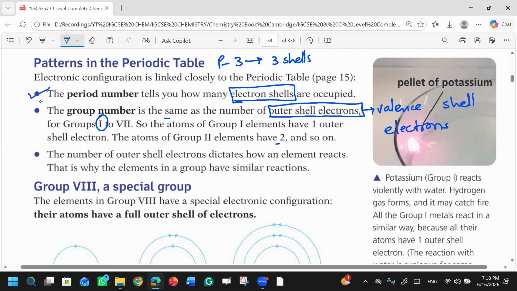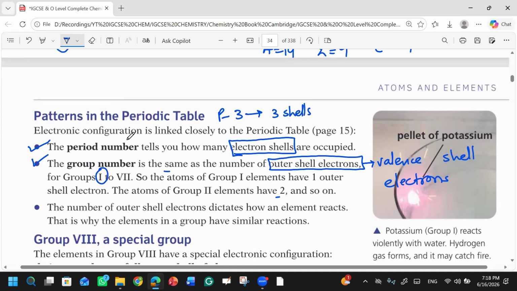This information is very important. I can ask you about this pattern in the periodic table. I will ask you what information we get from the period number and what information we get from the group number. You need to tell and give an example. For example, period number 3 means there are 3 shells. Group number 3 means there are 3 electrons in the valence shell, or the outer shell. Are you clear till this?